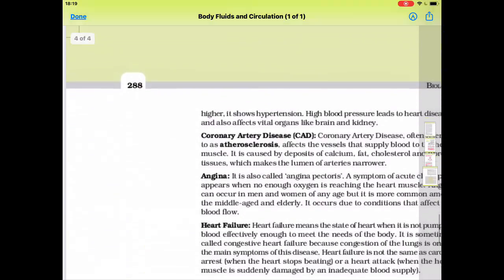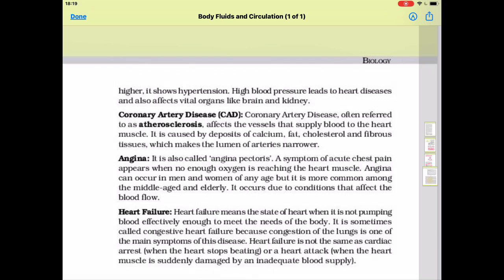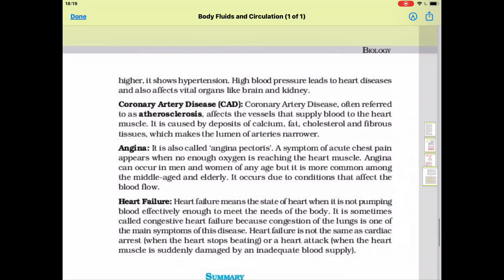shows hypertension. So if a person's blood pressure is more than 140 by 90 when we measure many times, it is the condition of hypertension. Hypertension, high blood pressure, leads to heart diseases and also affects vital organs like the brain and kidney.